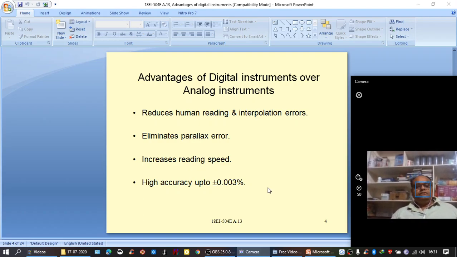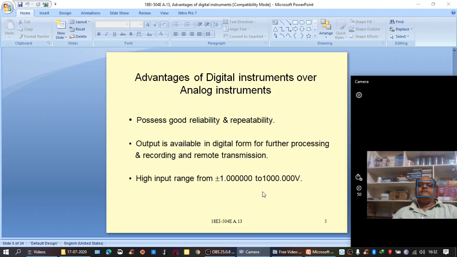A measured value, say for example 1.5 milliamperes, can be as correct as 1.4997 or 1.5003. So the error is almost negligible when compared with the actual value. So accuracy would be very high using digital instruments.